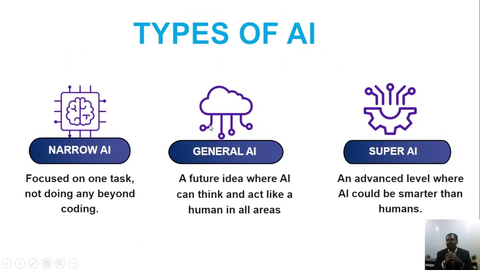So after the history of AI, there are types of AI. This is a basic thing I have explained. There are three types of AI: narrow AI, general AI, and then super AI. Narrow AI is nothing but a weak AI. It just focuses on a single task.